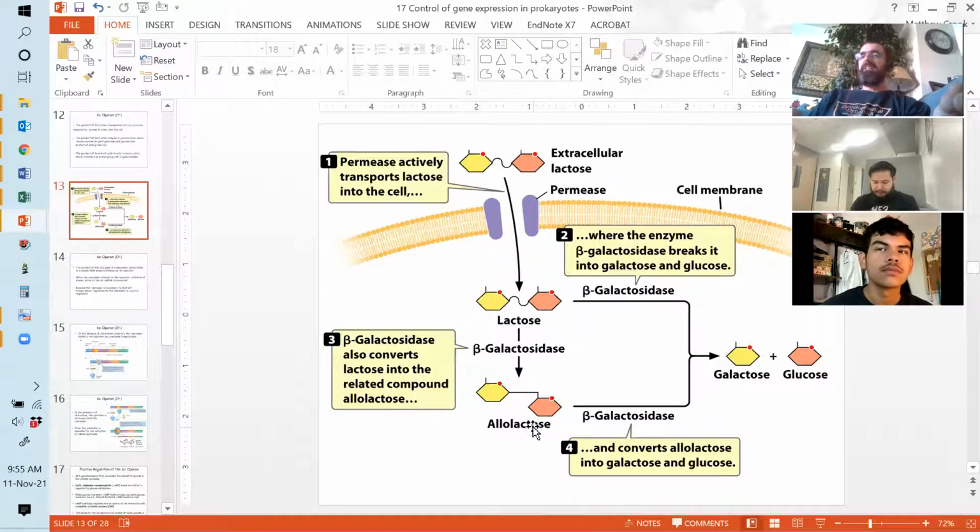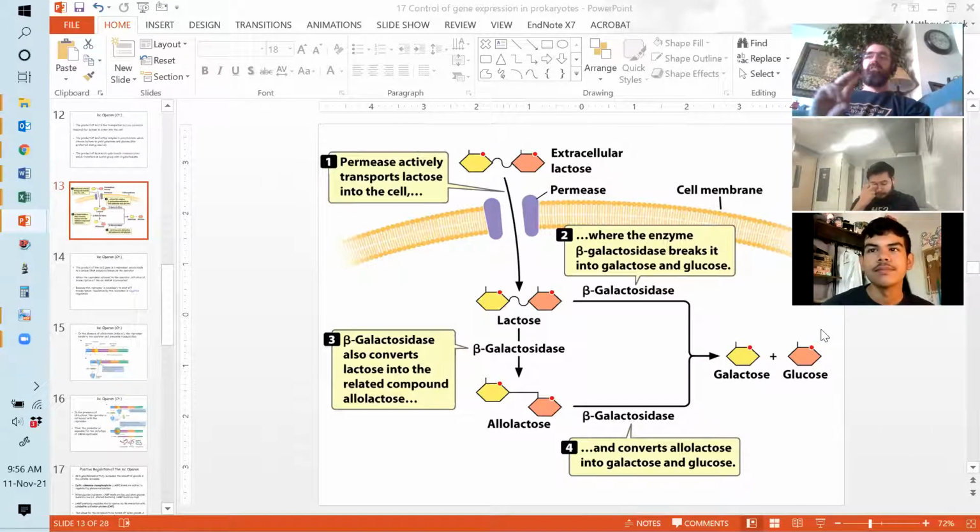And then once it's in the cell, we've got a couple of other proteins, one of which is called beta-galactosidase, which is a bit of a mouthful. Essentially that turns lactose into galactose and glucose. I should look up what happens to the galactose, because I can't keep telling my students I don't know what it ends up as. But anyway, the thing that we care about is glucose, right?